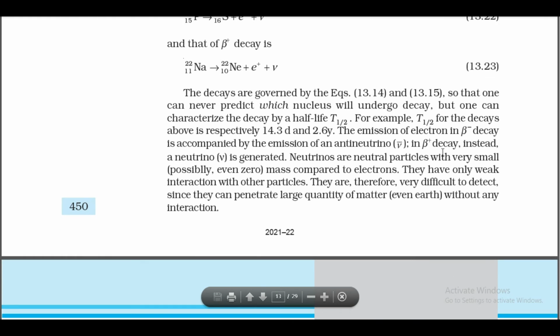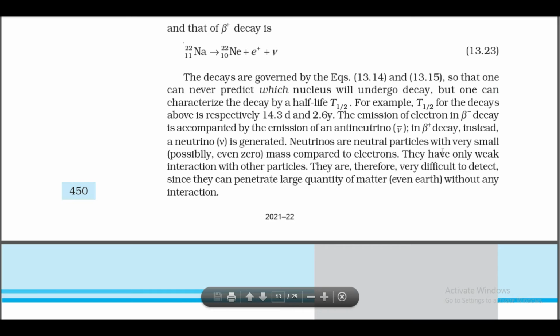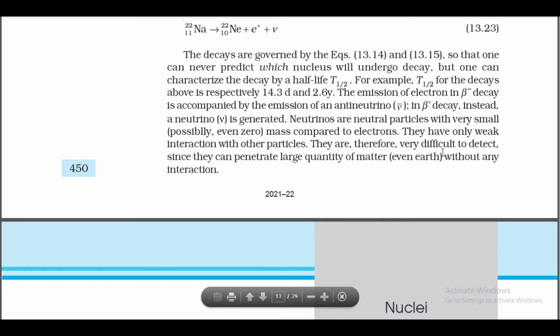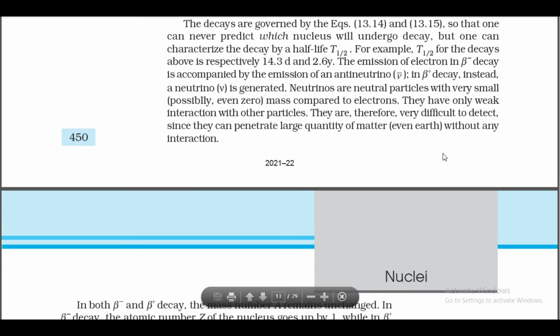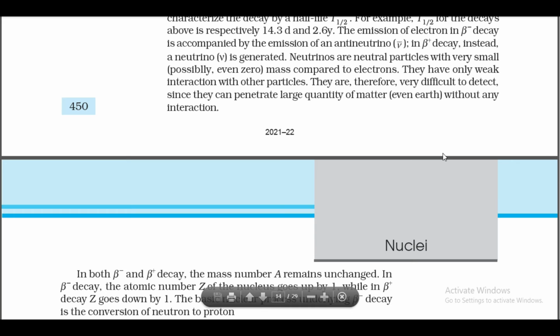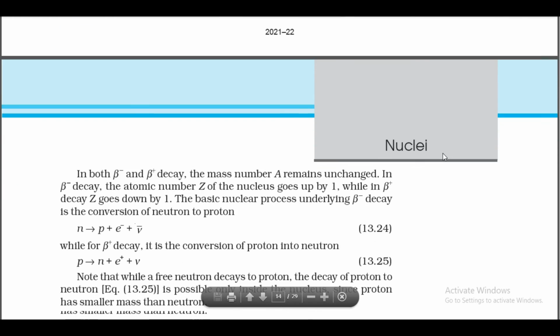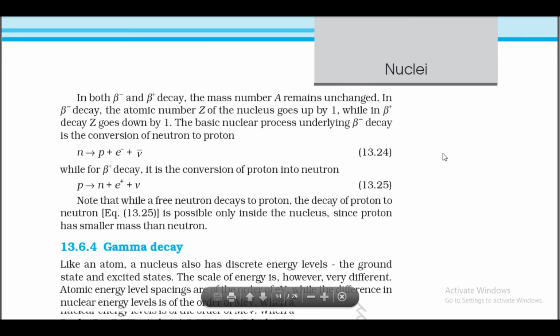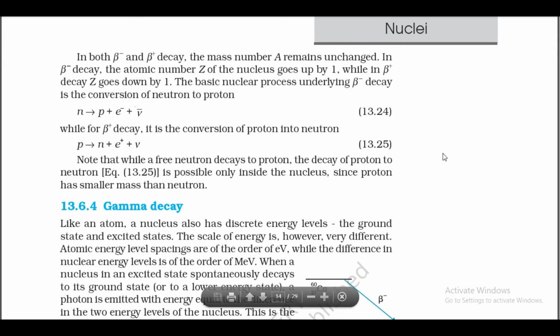Neutrinos are neutral particles with very small, possibly even zero, mass compared to electrons. They have only weak interaction with other particles. They are therefore very difficult to detect, since they can penetrate large quantities of matter, even the Earth, without any interaction. In both beta minus and beta plus decay, the mass number A remains unchanged. In beta minus decay, the atomic number Z of the nucleus goes up by 1, while in beta plus decay, Z goes down by 1.